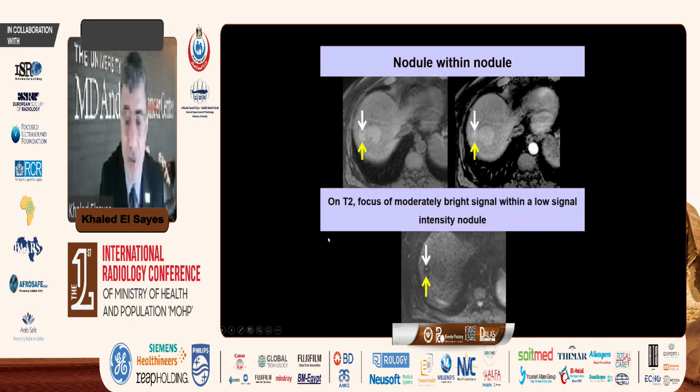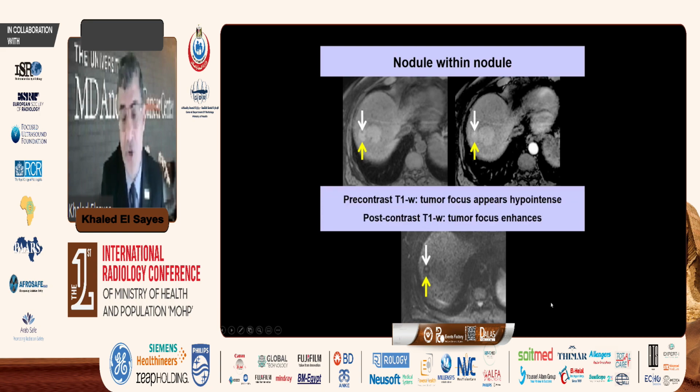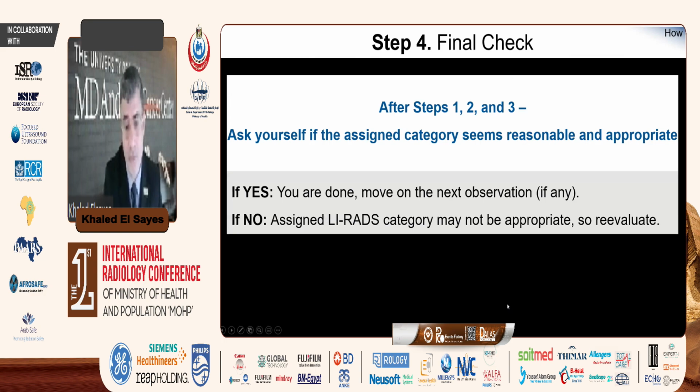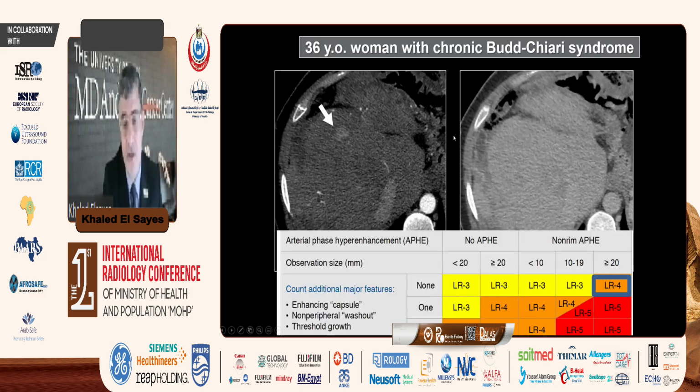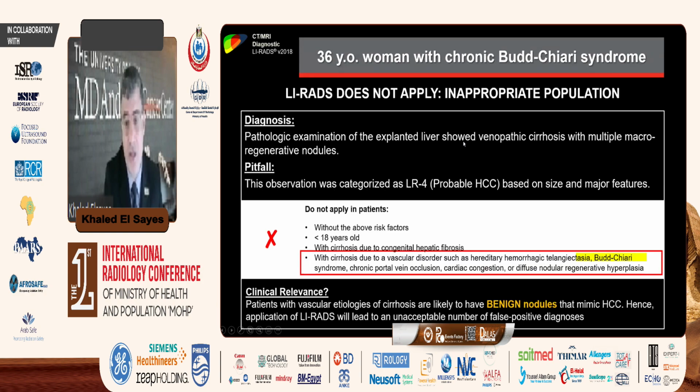But if it's LR3 with the presence of nodule in a nodule, you can upgrade it to LR4 because, as I said, it's an ancillary feature for HCC in particular. So you wrap up this and this table, and then you go to cases here. This is case number 1, and as I said, this is an improper, inappropriate patient population. So you are aiming to use this in the proper patient population that I showed you, and it's actually illustrated in the manual.